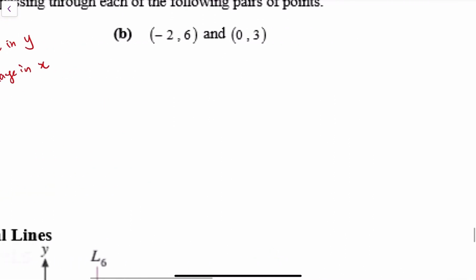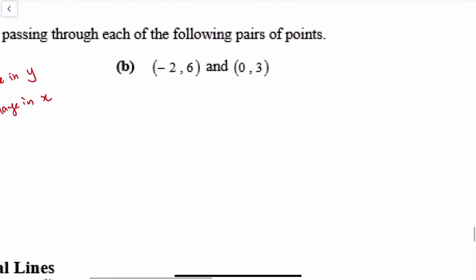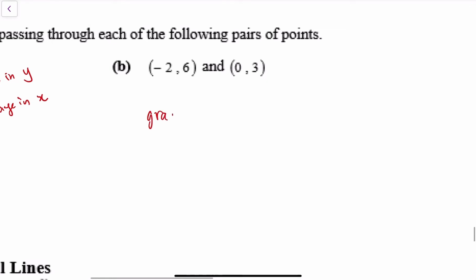I'll pause for a little while for you to have an opportunity to pause the video also. Okay, so I hope you guys have tried. So this is also gradient, which is rise over run. You label which one you want to be your first or second reference point. Let me show you. If I label this as second reference point, this is my first reference point. It doesn't matter. You will end up with the same answer.